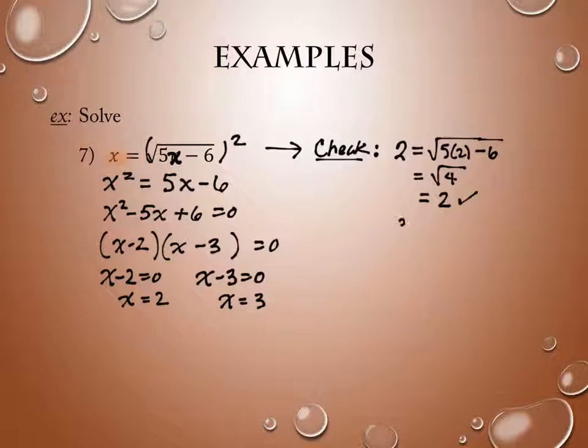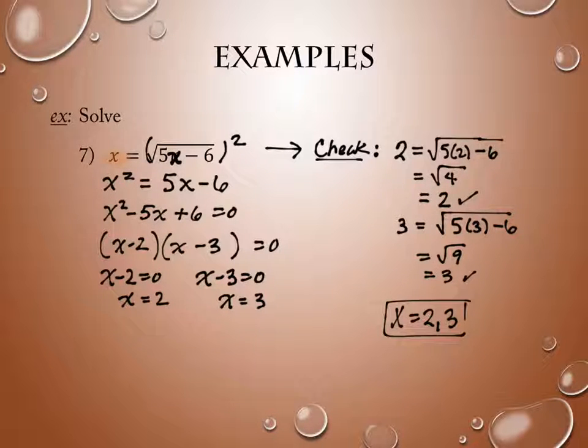How about 3? Well, I have the square root of 5 times 3 minus 6. What's 5 times 3? 15, and 15 minus 6? 9. What's the square root of 9? 3. Again, it works. So both of these solutions actually work. X is 2, X is 3, and we're done. They both check out.